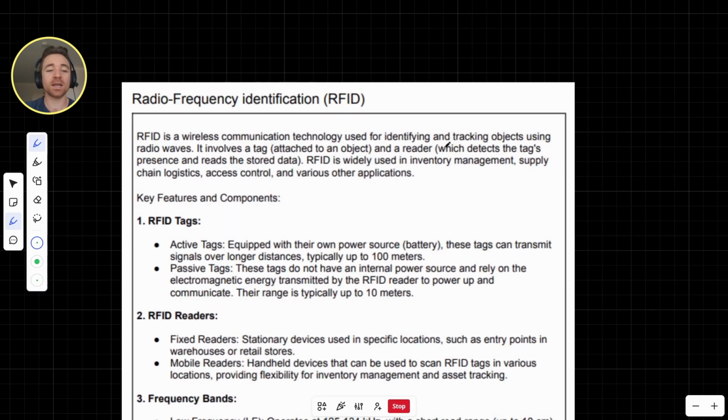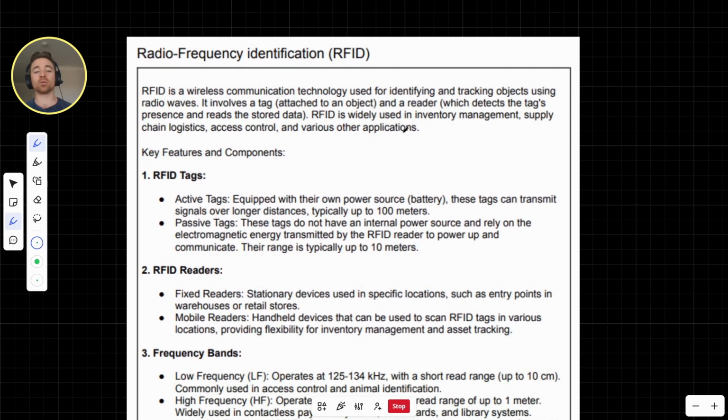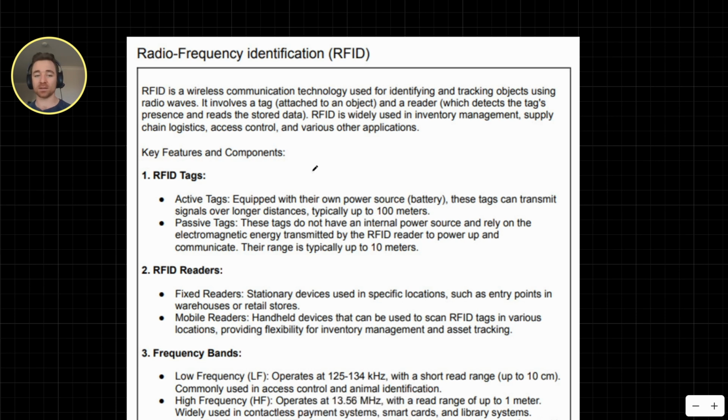The next one is RFID, or radio frequency identification. This also uses radio waves, but it's for a different purpose and it can go longer distances, okay? So long story short, RFID is for longer distances, still uses radio waves, and it's largely for tracking inventory, which is one of the primary purposes for this.